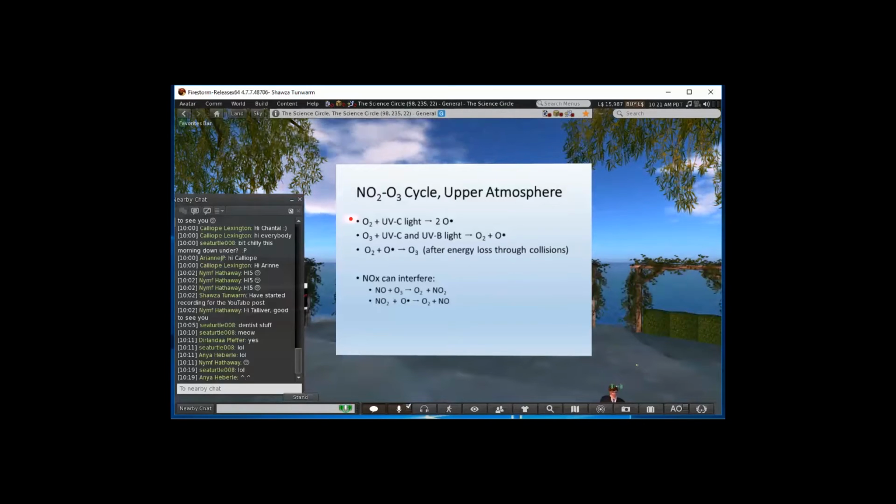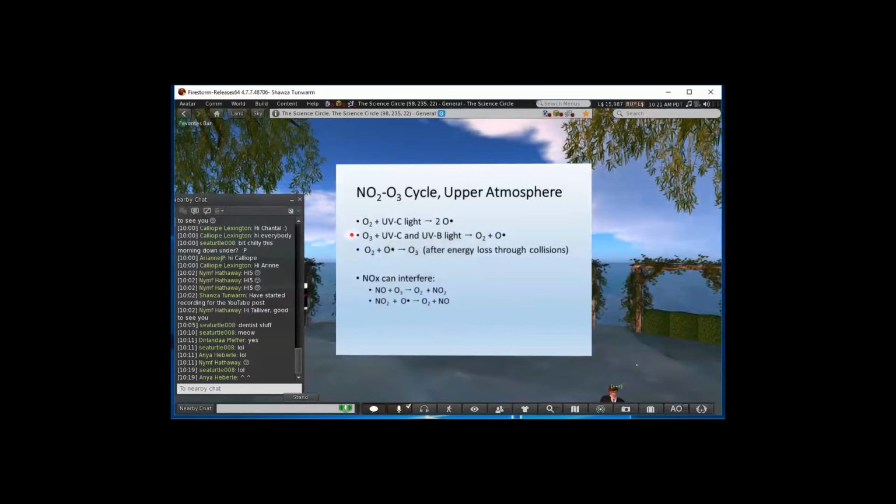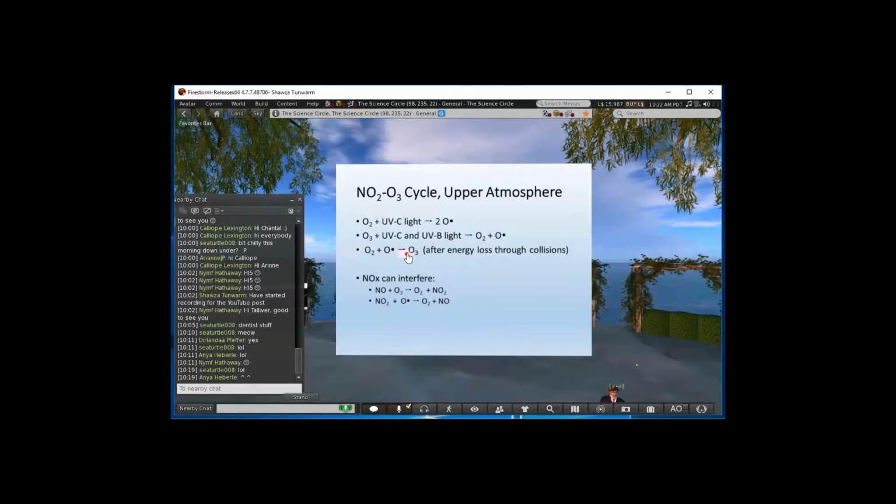Oxygen, nitrogen, those molecules will absorb UVC light. But when oxygen absorbs UVC light, it fragments into 2 oxygen atoms. Well, those oxygen atoms in this 3rd step can combine with an oxygen molecule. After the oxygen atoms have bounced around a bit and lost some energy, they can combine with an oxygen molecule to give you ozone, the O3.